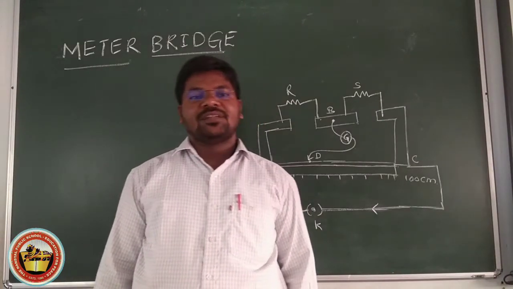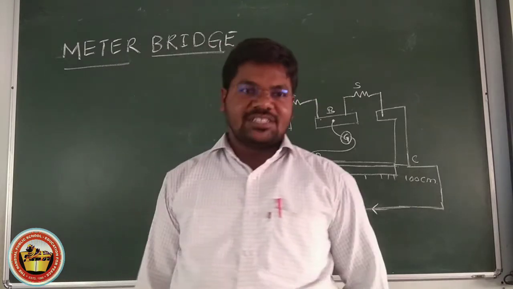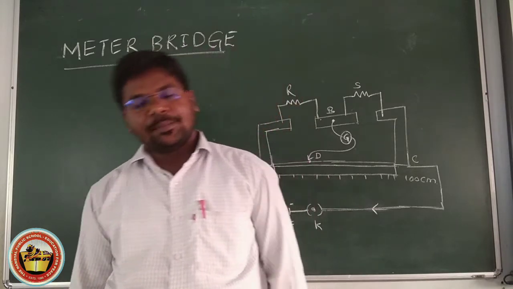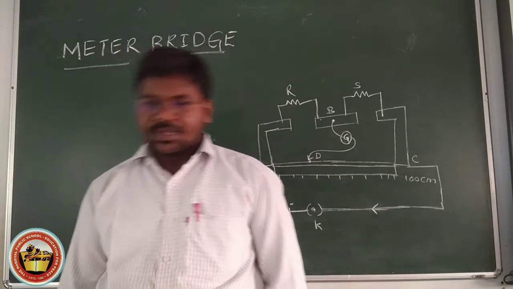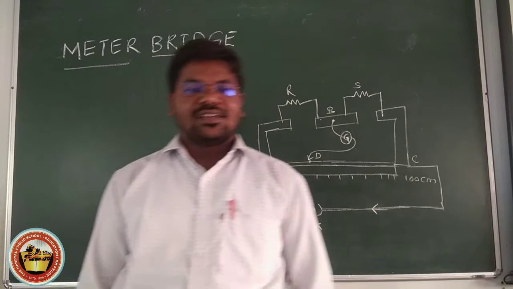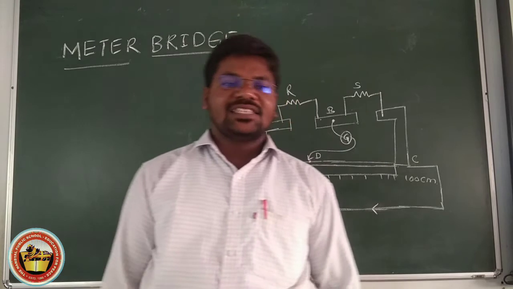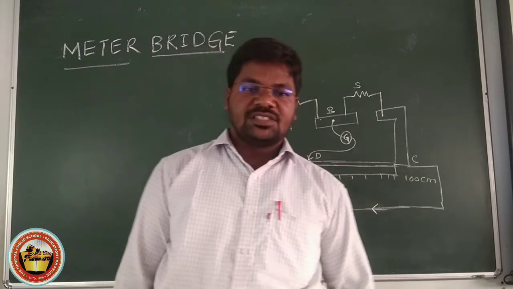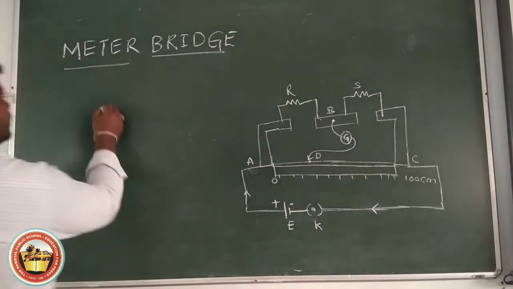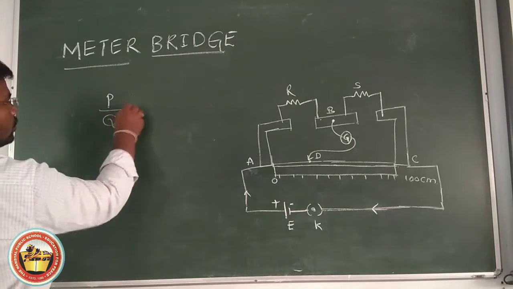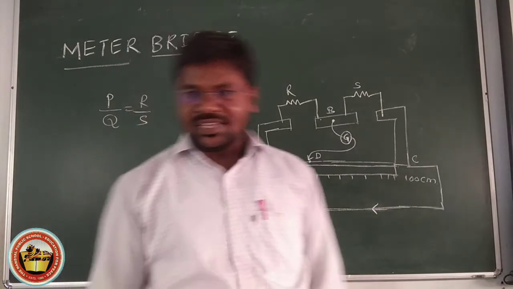Coming to the meter bridge, it is also known as a slide wire bridge. It is a practical form of the Wheatstone bridge. Coming to the principle, it is constructed on the principle of the balancing condition of the Wheatstone bridge. So what is the balancing condition of the Wheatstone bridge? Yes, P by Q is equal to R by S.